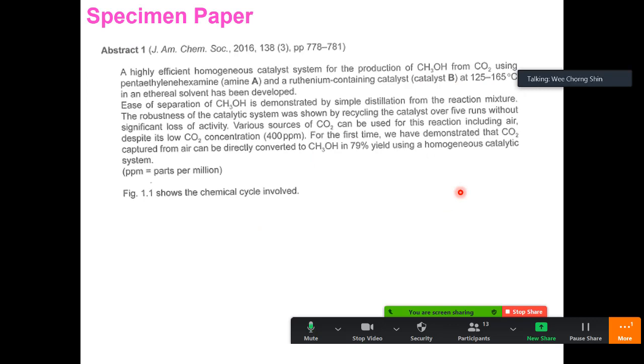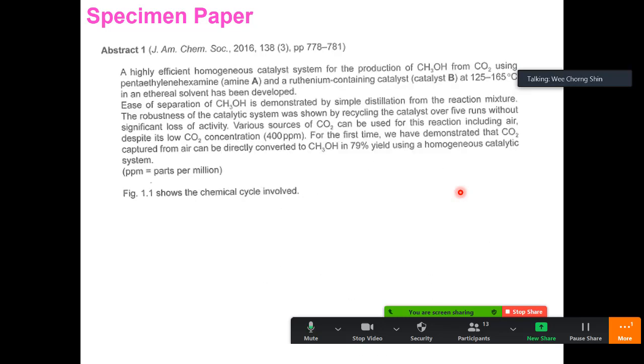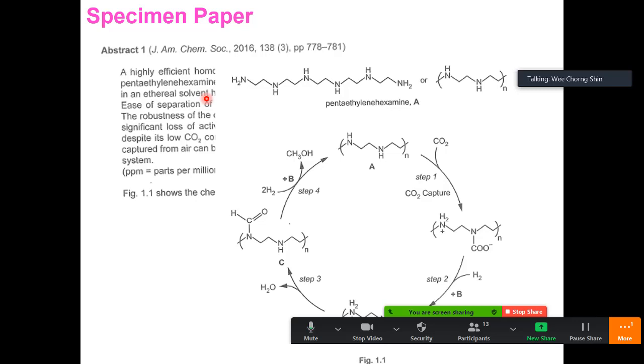Okay, so the specimen paper, to me, is related to green chemistry. It's actually on recycling carbon dioxide. You can see that the paper provides you with an abstract showing how a catalyst is able to convert CO2 to methanol, and then they show you a cycle like this, followed by some questions.